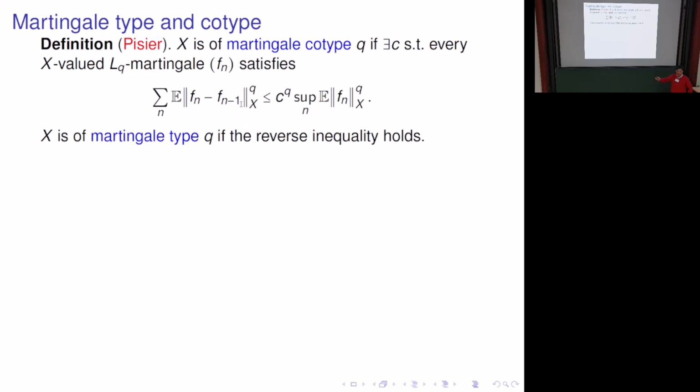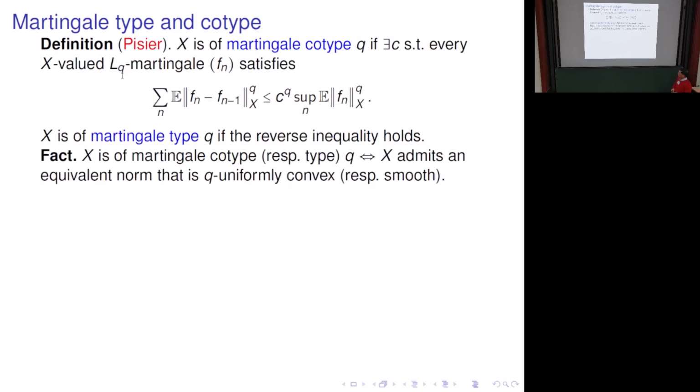So for the other inequality, the upper estimate, lower estimate: if the reverse inequality holds, then X is said to be of martingale type Q. So we have type and cotype. Cotype corresponds to the upper estimate for the square function, and type to the lower estimate for the square function, in this case.